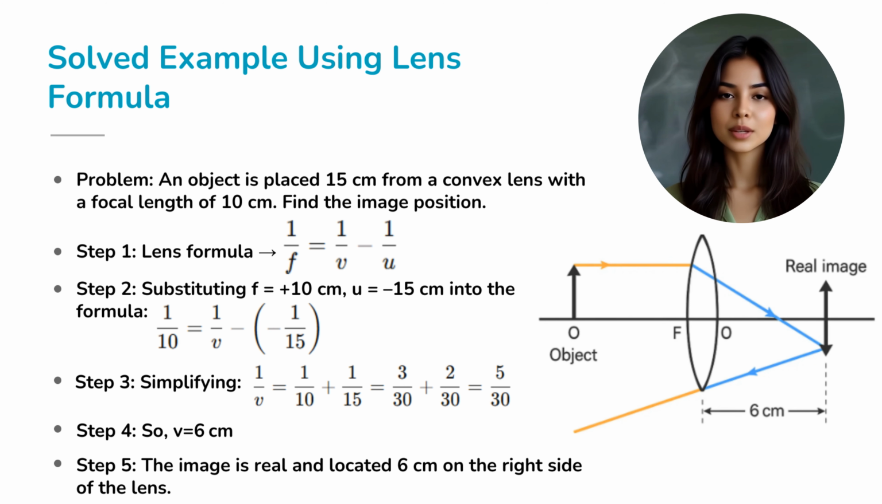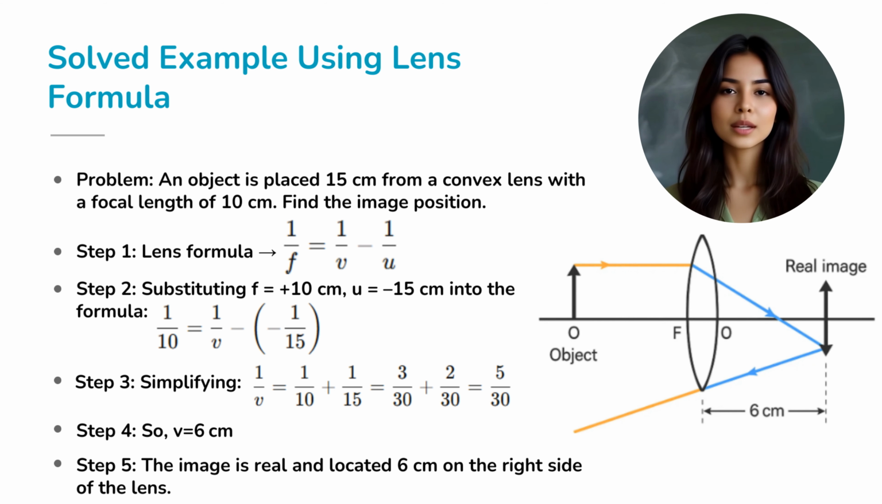Step 3 is simplifying. 1 by v equals 1 by 10 plus 1 by 15. If we take the LCM, that becomes 3 by 30 plus 2 by 30, which equals 5 by 30. So, 1 by v equals 5 over 30. Step 4, take the reciprocal. v equals 30 over 5, which simplifies to 6 centimeters.